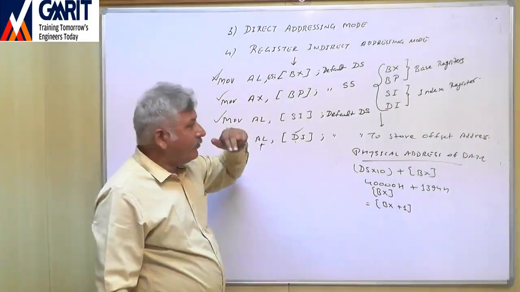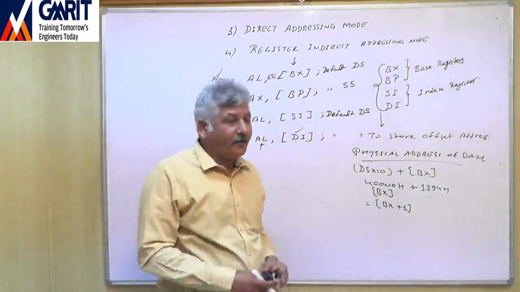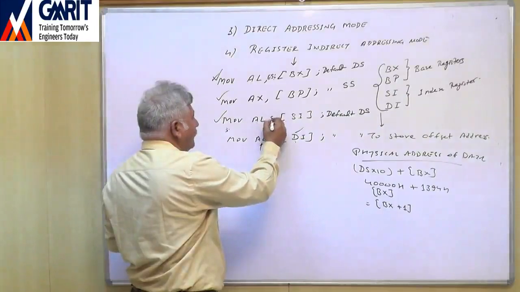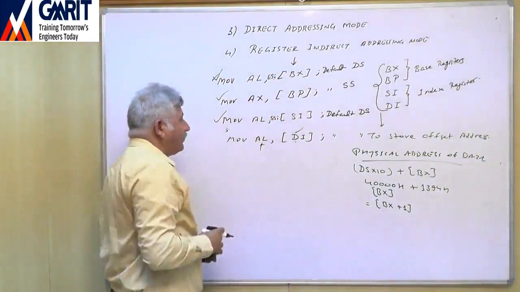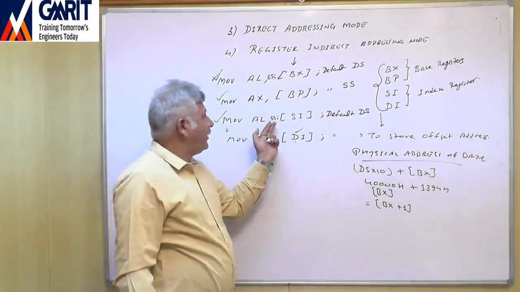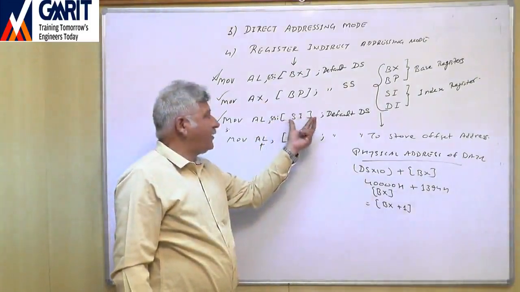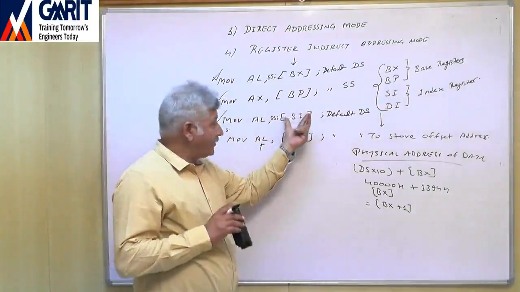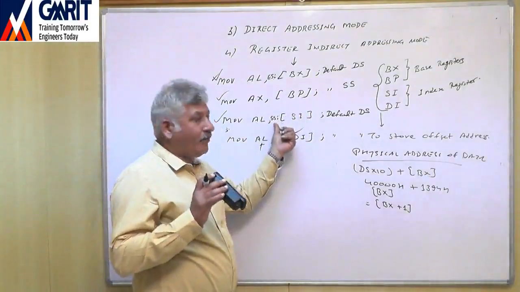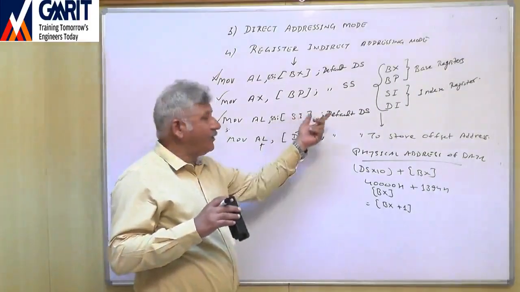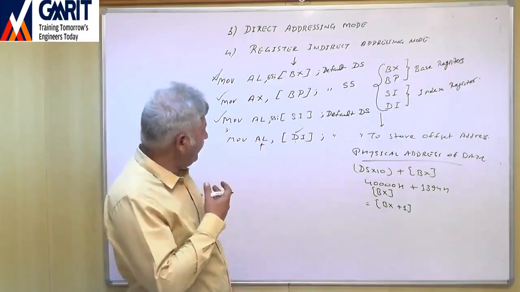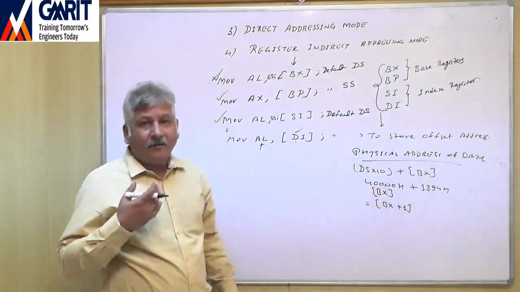We have overridden the default segment, right? So now we can use any segment. Suppose we use SS: MOV AL, SS:[SI]. The offset address of our data is in the SI register, but in this instruction the data will come from the stack segment. It will not come from the default data segment, because we have used a segment override prefix.